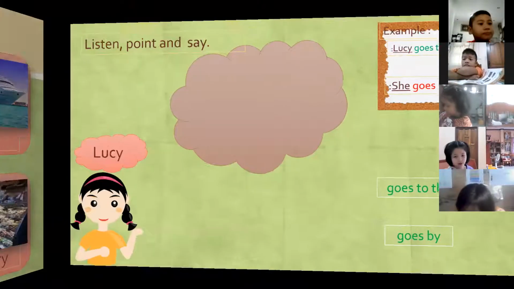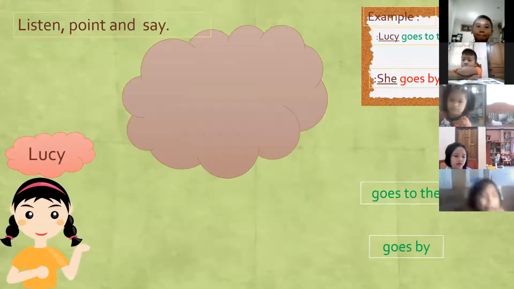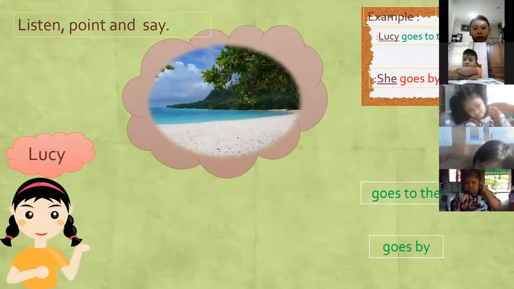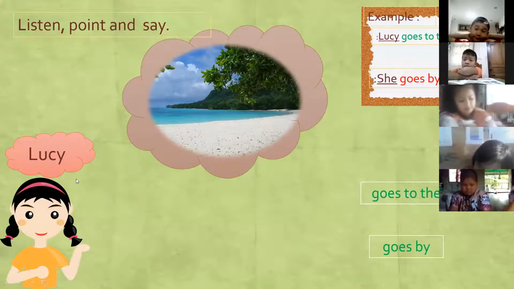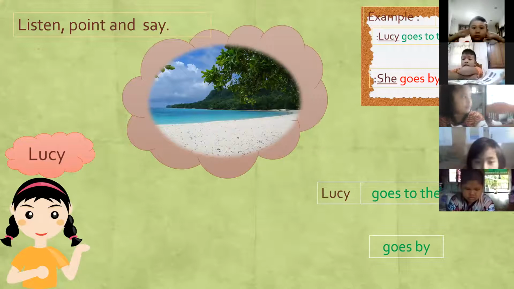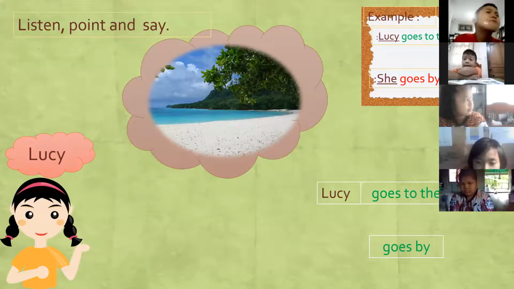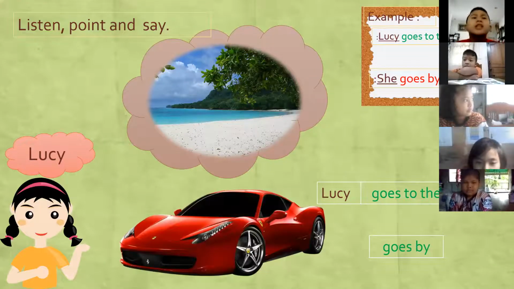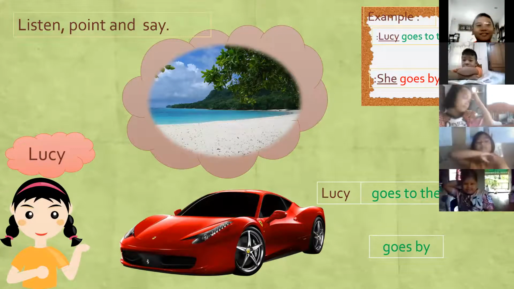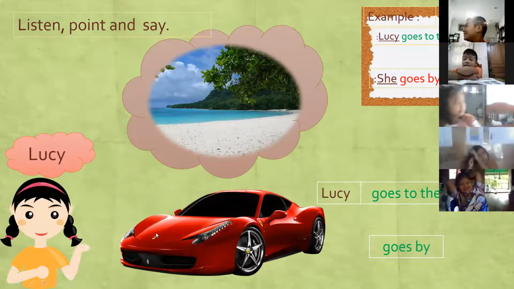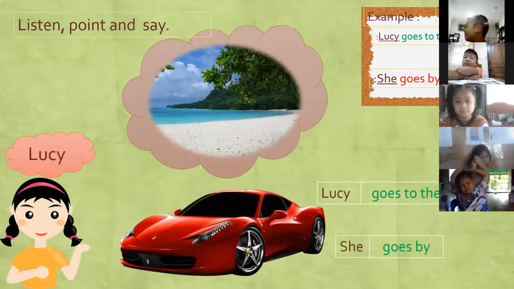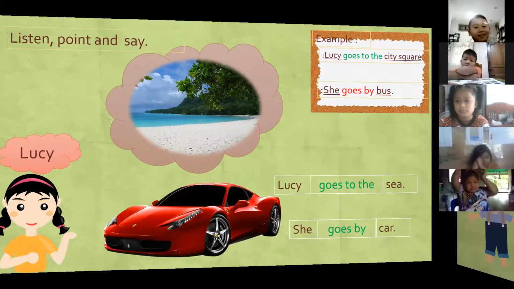Okay, so again, what is this? We have Lucy here. We have sea. So Lucy goes to the sea. Correct. Lucy goes to the sea. She goes by what? By bus? She goes by car.